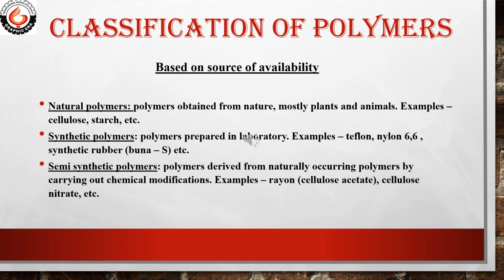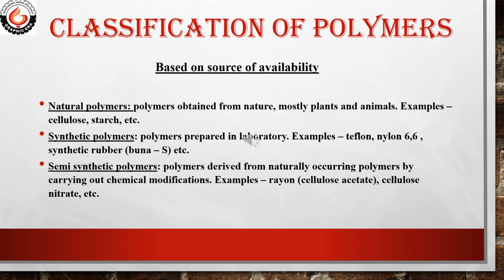Natural polymers are naturally occurring polymers, and these are obtained from natural sources such as plants or animals. There are lots of examples of natural polymers like cellulose, starch, cotton, or rubber, etc. Synthetic polymers are polymers which are totally prepared by synthetic methods in the laboratory. For example, Teflon, nylon 66, synthetic rubber, etc.